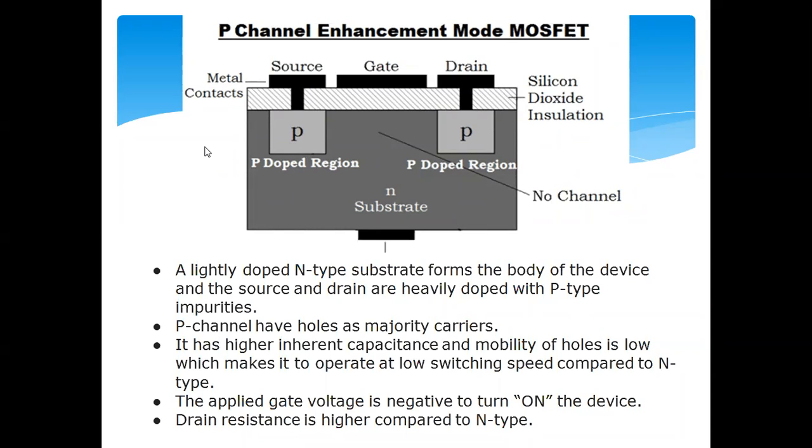That means pentavalent impurities. So it has a lightly doped N substrate to form a body of the device, and the source and drains are heavily doped with the P-type impurities, that means pentavalent impurities. P channel have holes as a majority carriers. It has higher inherent capacitance and mobility of holes is low, which make it to operate at low switching speed compared to the N type. The applied gate voltage is negative to turn on the device. The drain resistance is higher compared to N type. So these are the characteristics of P channel enhancement mode MOSFET.